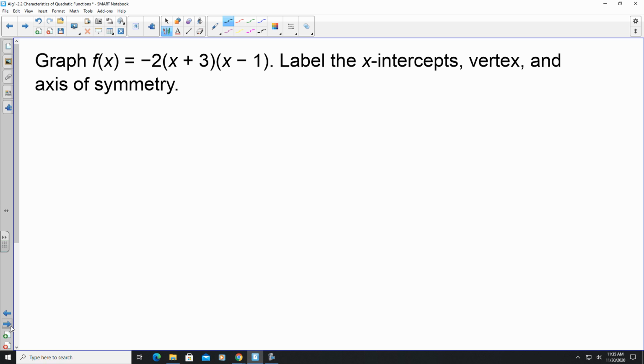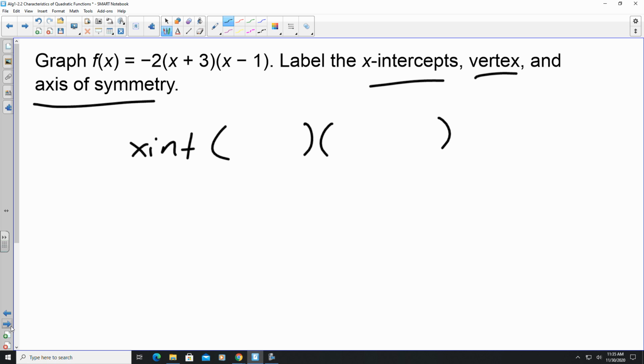So here it asks, where are my x-intercepts? Where's the vertex? And where's the axis of symmetry? And how do we find that? All right, so to find our x-intercepts, it's relatively straightforward because it's part of the equation. So they're telling you that it is going to be (-3, 0), and it's going to be (1, 0). So those are our two x-intercepts.